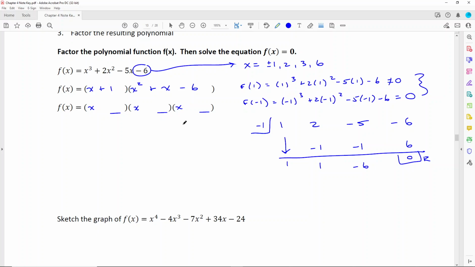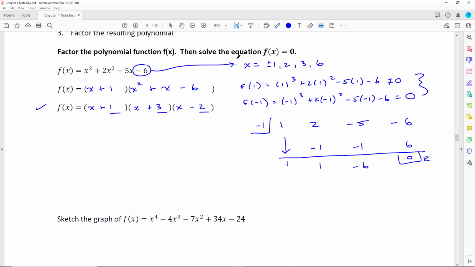Well, you could repeat this process, or you can just factor it. So we know that this factor is still a factor, right? It gets carried down. And then we're just going to factor this guy. Two numbers that multiply to give me -6 and add to give me 1 are +3 and -2. So I've factored the polynomial function. Done. So this is factoring it.